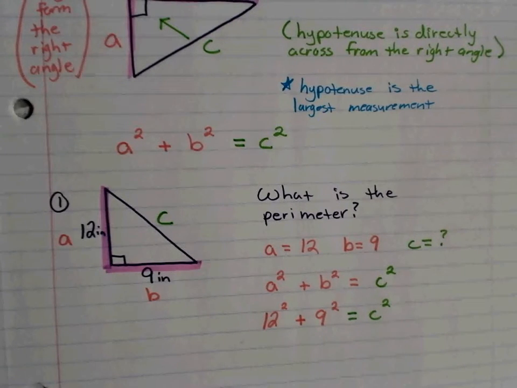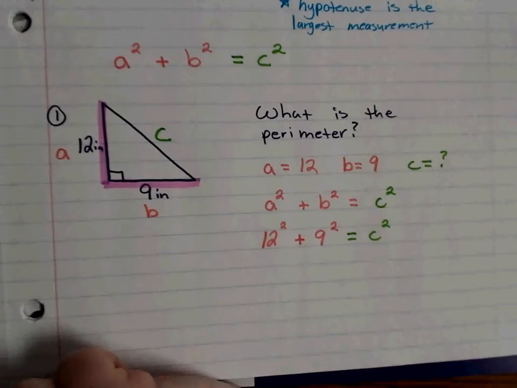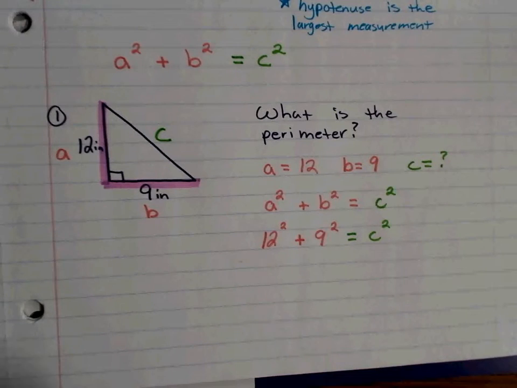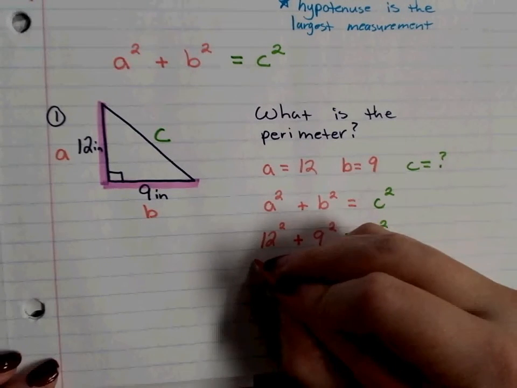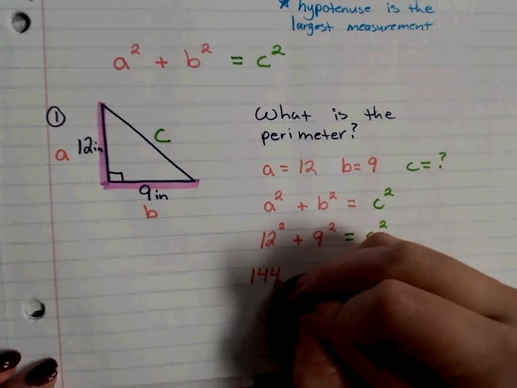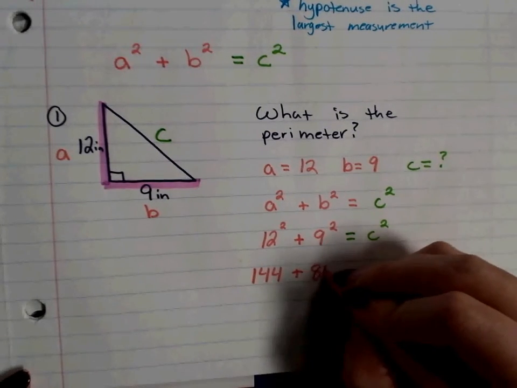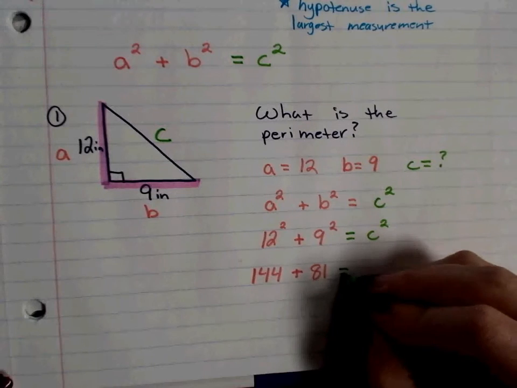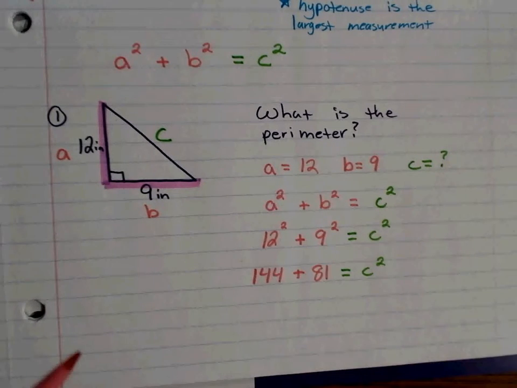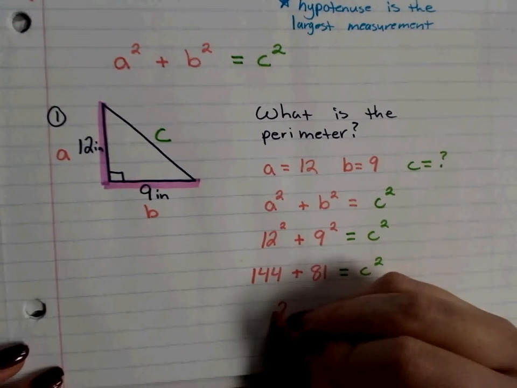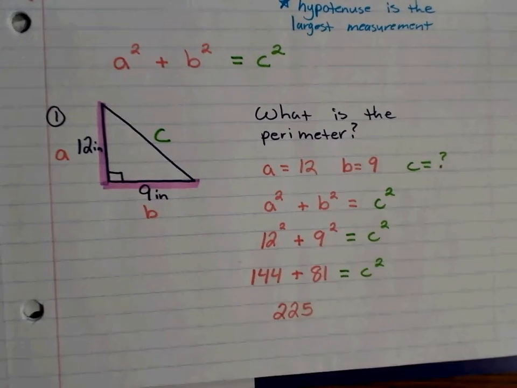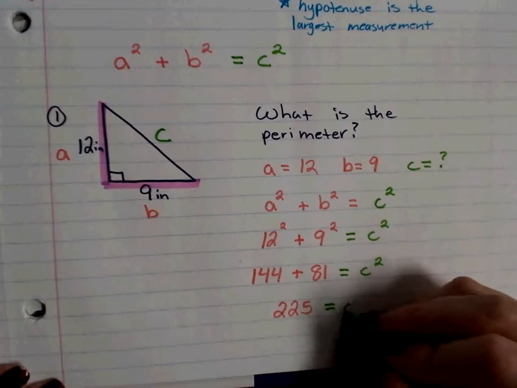All right. 12 squared, what is it? 144. Very good. 9 squared? 81. If I add 144 and 81 together, what are we going to get? 225. So now I have 225 is equal to C squared, but I don't want C squared, I want C.